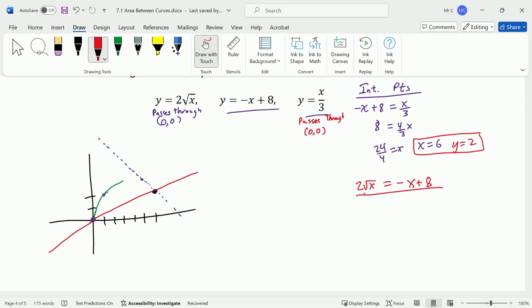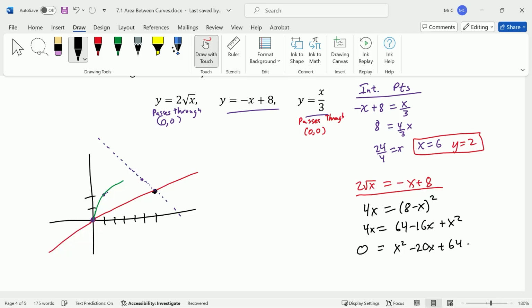I can square both sides to get this, instead of being the square root of x, to get it as a power of x, which will let me solve it. And so what do I get? I get 4x for squaring the left side. And then this, I'm going to write as 8 minus x squared, same thing. That's 64 minus 16x plus x squared. And I subtract the 4x. And so this gives me, I'll rewrite this again, x squared minus 20x plus 64.